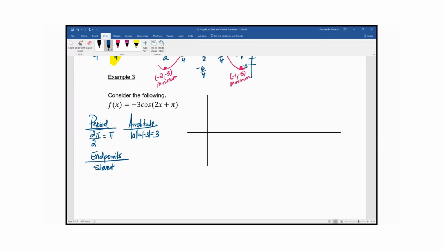2x plus pi equals 0, correct? And 2x plus pi equals 2 pi for the end. All right, we're going to subtract pi. We get 2x equals -pi. Divide by 2. We're going to start at -pi/2. All right, you tell me where we're going to end.